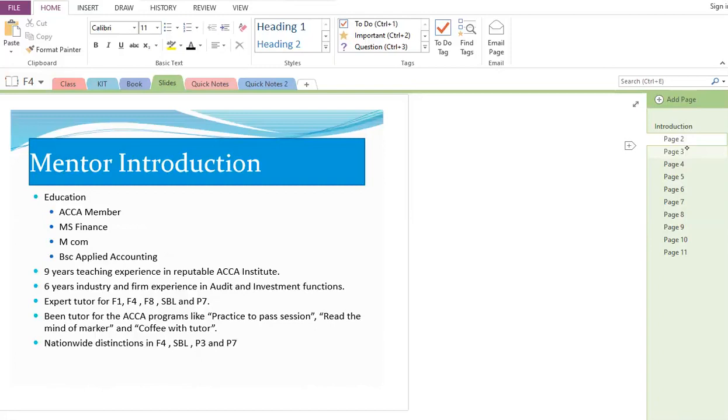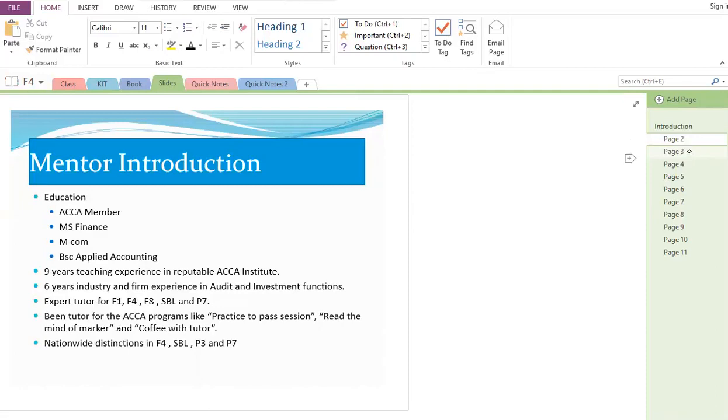I have been an expert tutor for F4, F1, F8, SPL, and P7. I also have been part of different ACCA programs like Practice to Pass session, Read the Mind of Marker, and Coffee with the Tutor. And I have some nationwide distinctions in F4, SBL, P3, and P7 as well. So this is a brief introduction of mine.